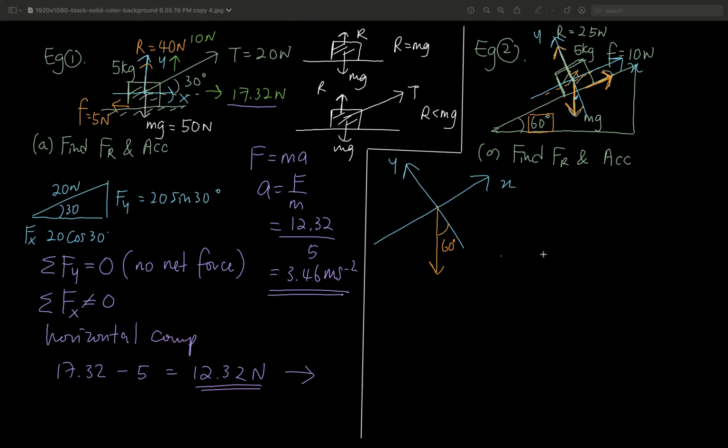Why same angle? You see, this is the plane. Here's my object. This angle 60 is the same as here. If I draw the mg down, and this is the reaction force over here, 60 also.